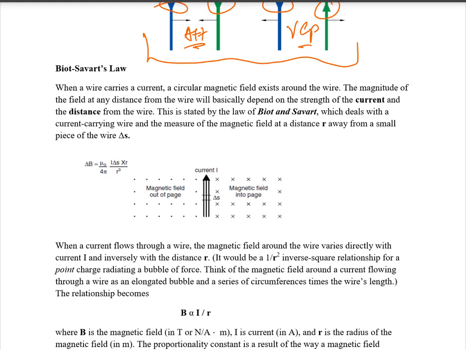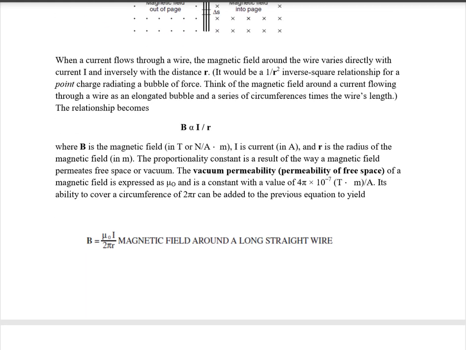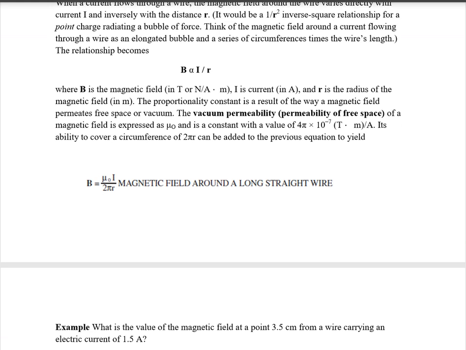Biot-Savart's law explains and drives this. The magnetic field around a long straight wire is calculated by using this equation. You learn this in grade 12, and mu naught is the permeability of free space, I is the current flowing through the wire, R is the radius. Since, as we said, the field is circular around the wire, the radius indicates, for example, if this is a current carrying wire, the field is around this, and therefore at this point, if you are asked, this is the radius.